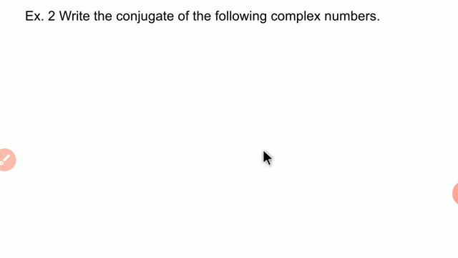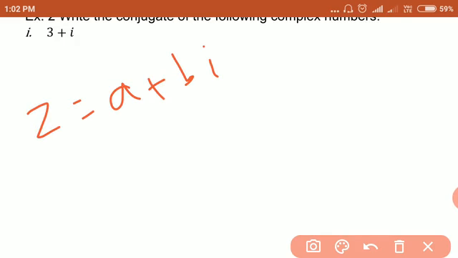Now see the second example. The common instruction for this second example is write the conjugate of the following complex numbers. We are given some complex numbers, and our aim is to write the conjugates of the given complex numbers. So see, the first complex number is 3 plus i. Now we know if z is equal to a plus bi is a complex number, then its conjugate z bar is equal to a minus bi. Meaning the conjugate of a complex number is obtained by replacing only the sign of the imaginary part.